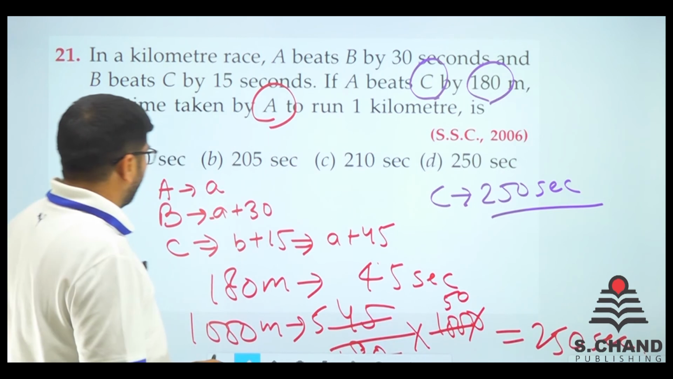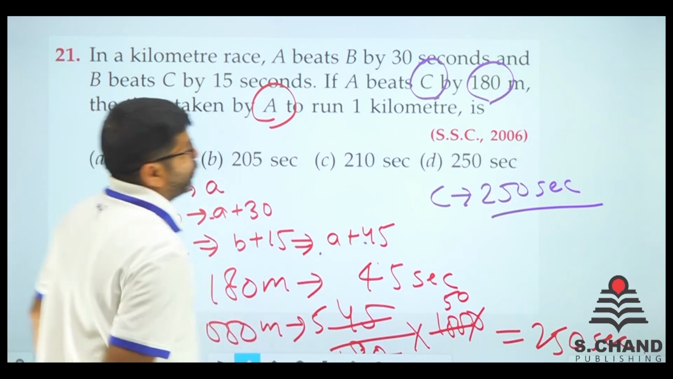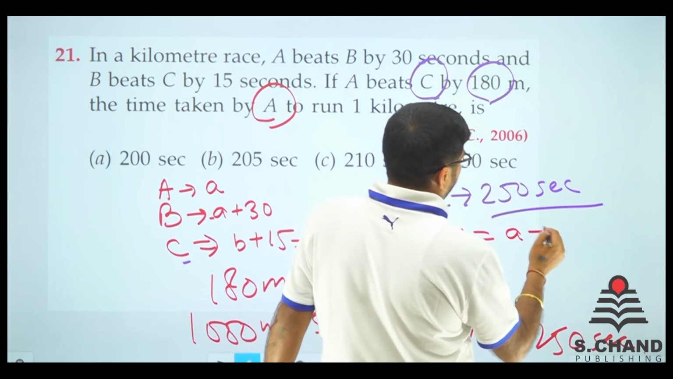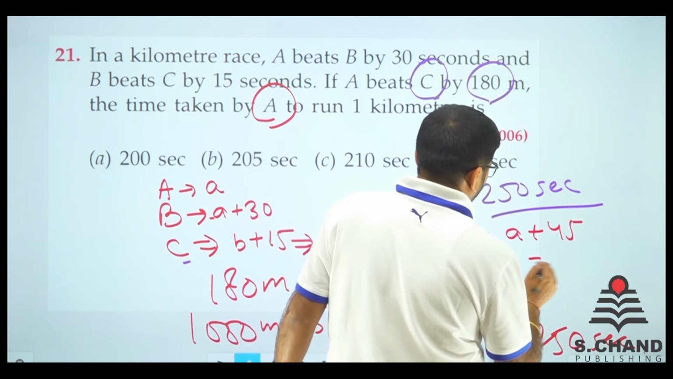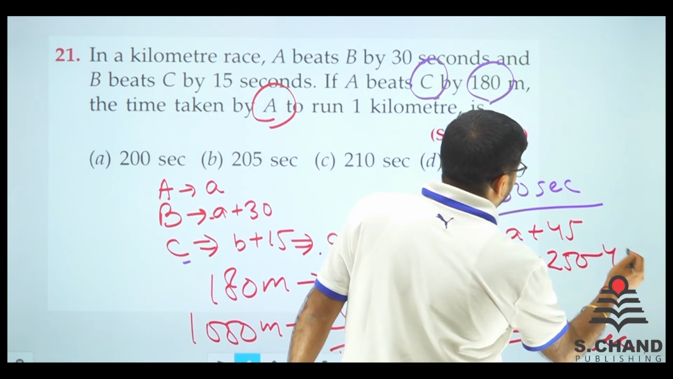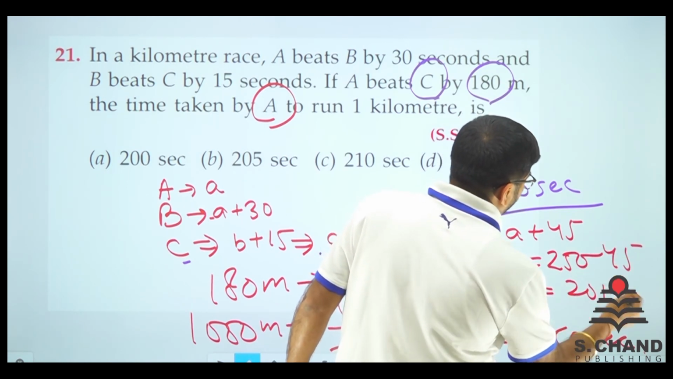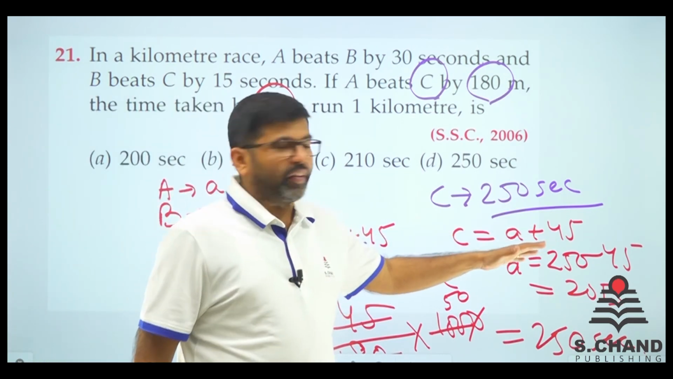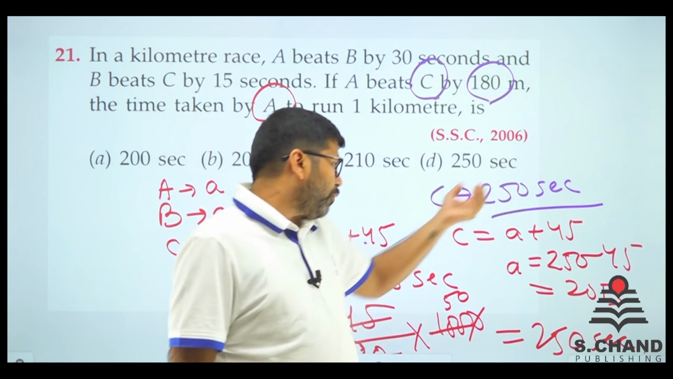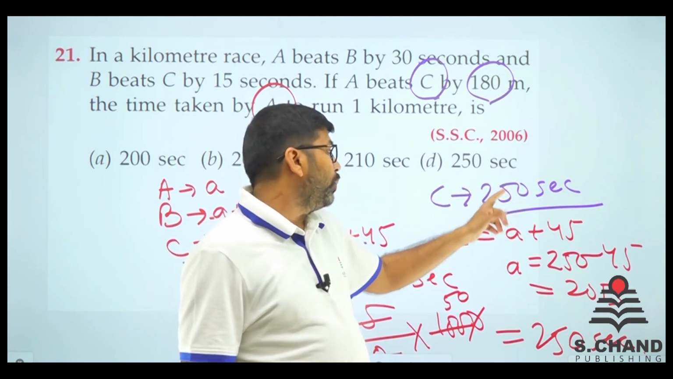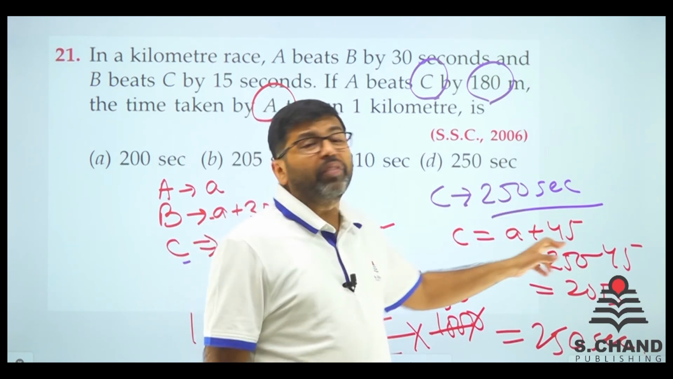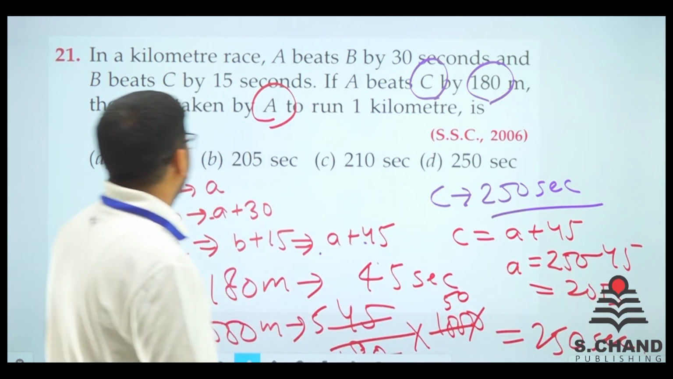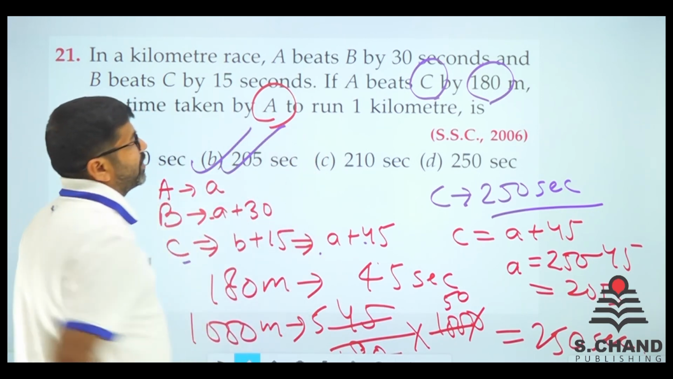So A is, we know that C is equal to A plus 45. So A is equal to 250 minus 45, that is 205 seconds. 205 seconds because C की वैल्यू A plus 45 है. मैं A को इधर रखता हूँ, 45 को इधर माइनस कर लेता हूँ, C की वैल्यू 250 डाल देता हूँ. C की वैल्यू 250 है, so 250 minus 45 is 205 seconds. Is there any option? 205 seconds? Yes, we go.